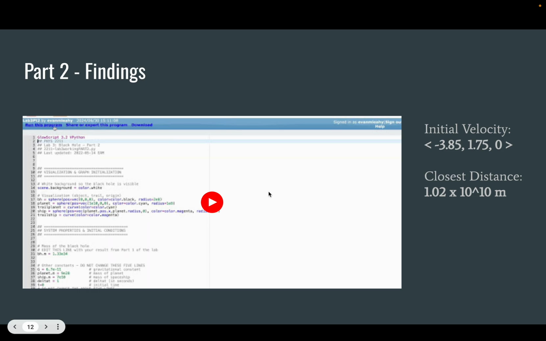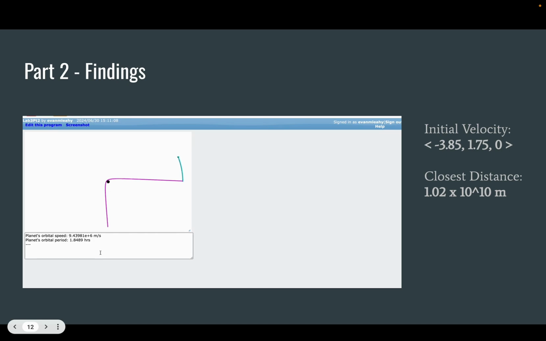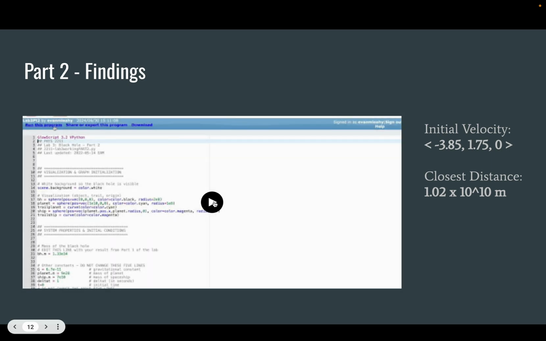Shown here is a video of the results from my Part 2 computational model. As you can see, we avoided the planet and the black hole with the previously mentioned velocity of negative 3.85, 1.750. The closest the ship gets to the black hole is 1.02 times 10 to the 10th meters.